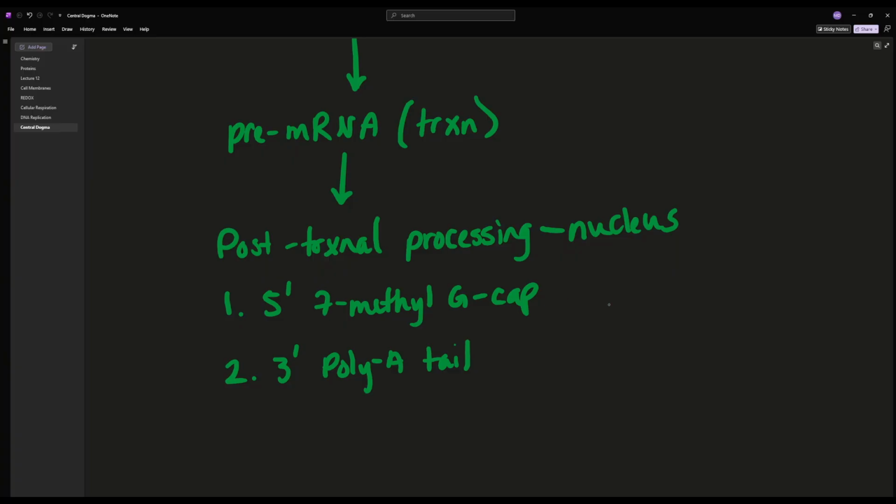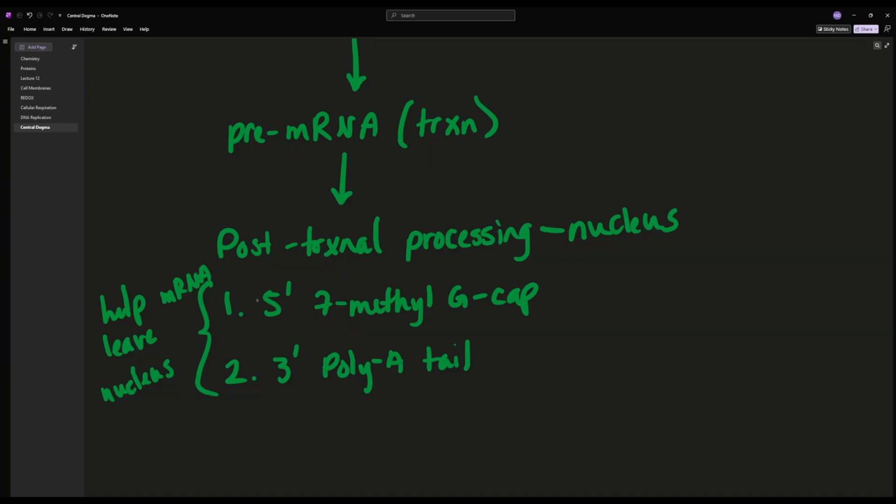So what's going to happen is both of these are helpful or important in order for the transcript to leave the nucleus. Okay? The poly A tail as well very much helps with stability. Okay, so both of these are going to help the mRNA leave the nucleus. This ensures that all our processing is done. So if these are not completed, then that mRNA transcript has not been processed and therefore can't leave the nucleus.